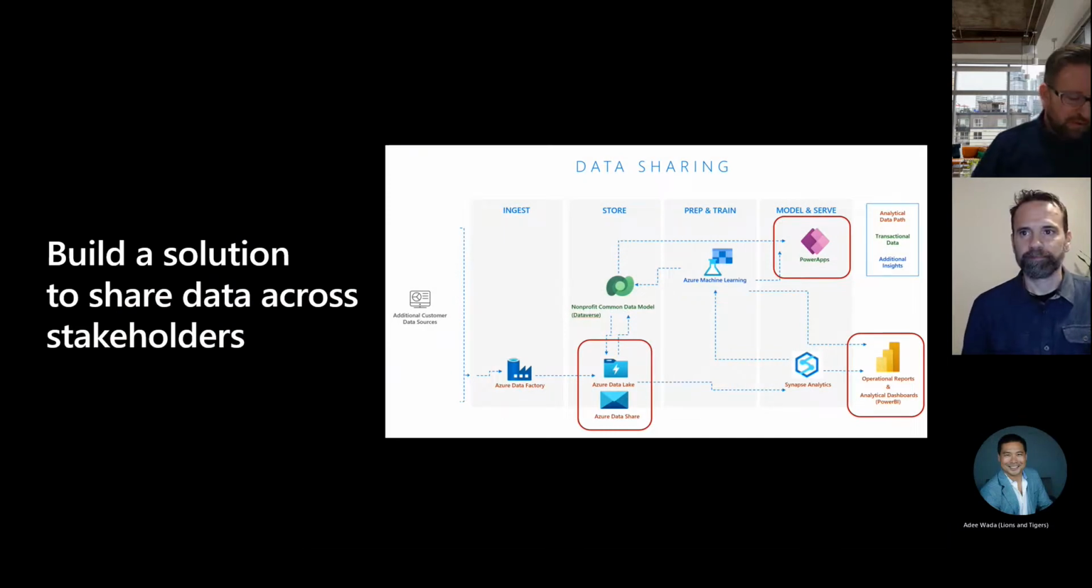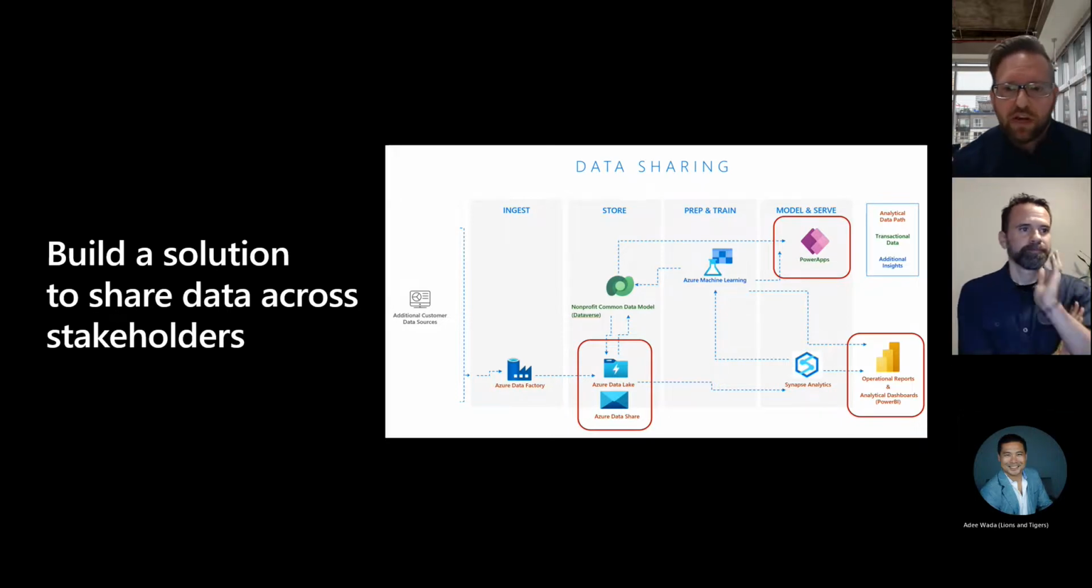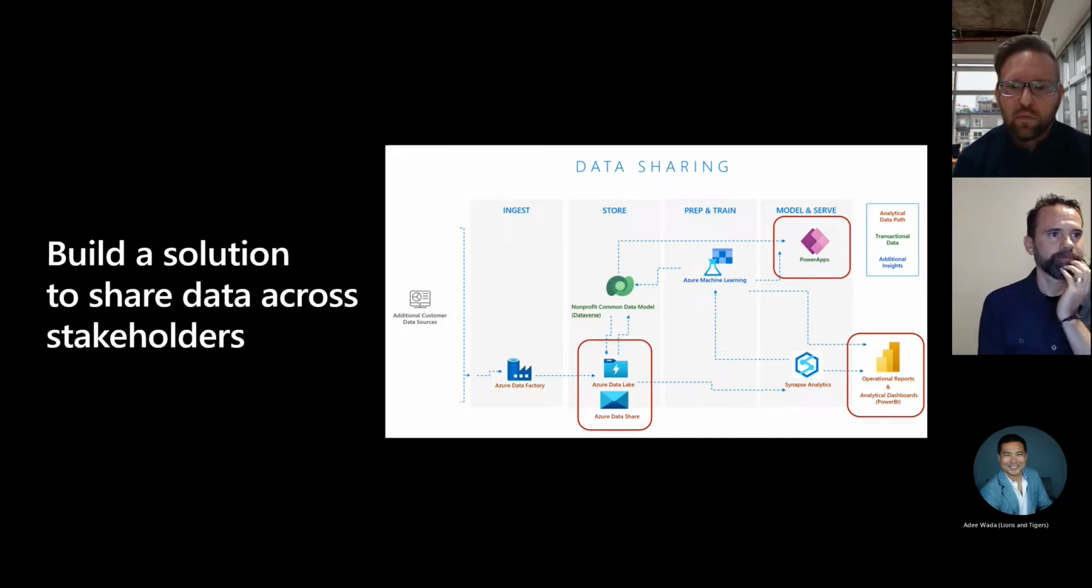Challenge number 2, effective use of data is critical to nonprofit organizations' digital transformation. Build a solution to manage data across stakeholders, leveraging the Power Platform's low-code tools and the common data model for nonprofits. So again, I've used a slide that is just a generic example of what our data landscape looks like in the Azure platform.